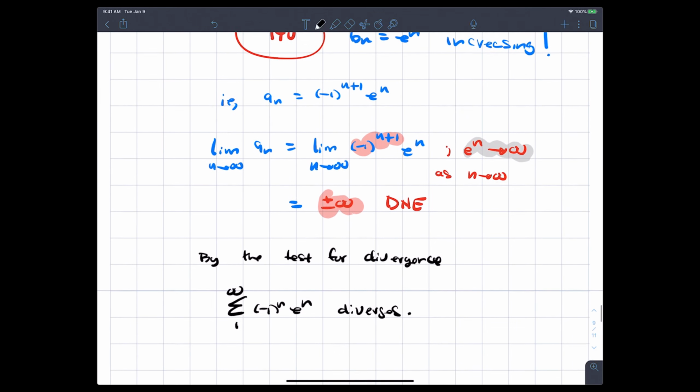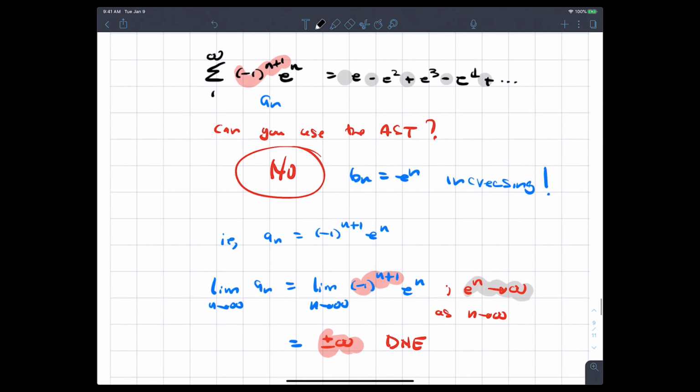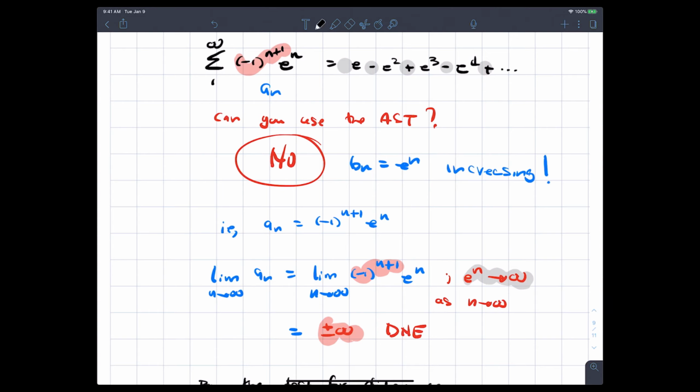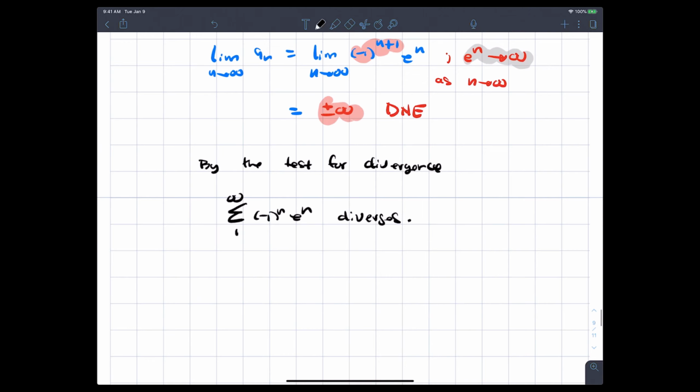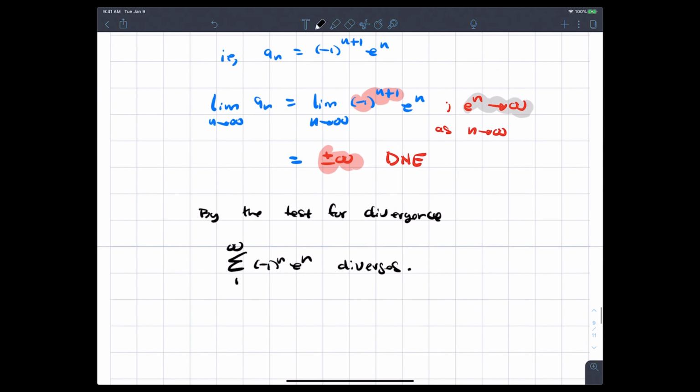So ladies and gentlemen, they're going to give you some questions like this where you can't even use the alternating series test. But don't conclude it diverges by the alternating series test, because the alternating series test is a criteria for convergence. You have to look at the whole thing together to see that this limit does not exist, which means by the test for divergence, the series diverges.